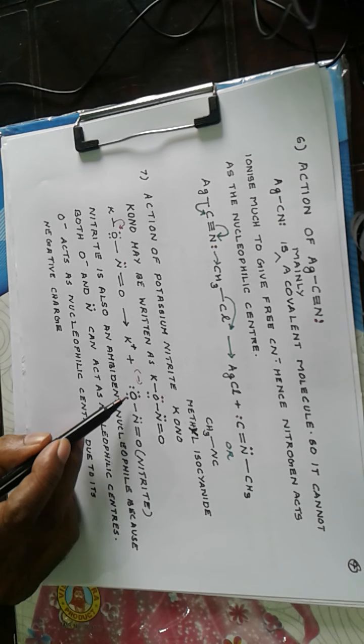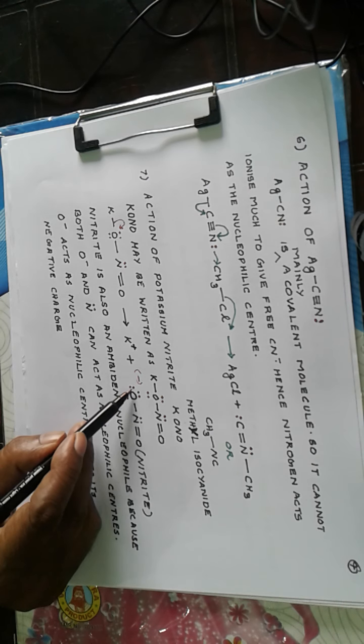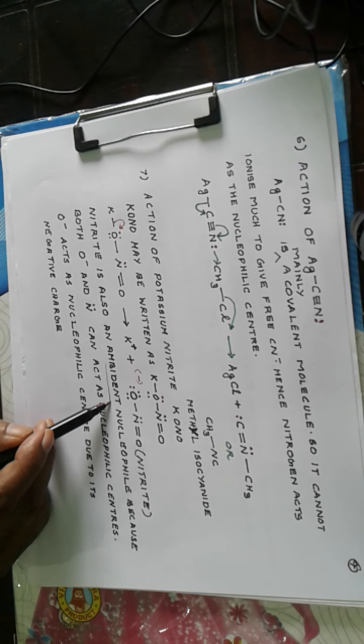So with potassium cyanide, an alkyl halide can give the corresponding alkyl cyanide, while with silver cyanide, the alkyl halide reacts to form the isocyanide. Now a similar reaction occurs with potassium nitrite and silver nitrite. So the nitrite ion, that is N double bond O negative, has two donor sites. Oxygen negative can act as the nucleophilic center, or nitrogen with its lone pair can act as the nucleophilic atom. So it is also an ambident nucleophile.